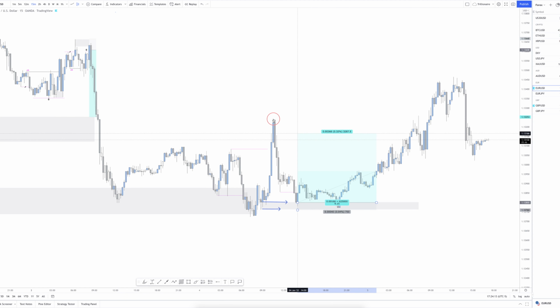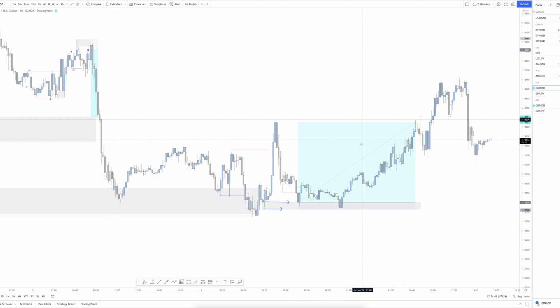And our target was, of course, this high right here. Let's fix this up just a little bit. As we can see, after price had a little congestion down here, price ended up making its way to the upside and hitting our full take profit for about 10.63%, risking 4 pips, collecting 42.5 pips. Not a bad trade at all.